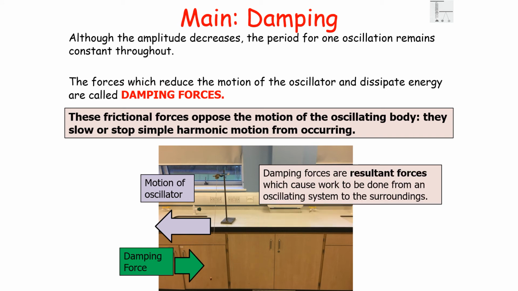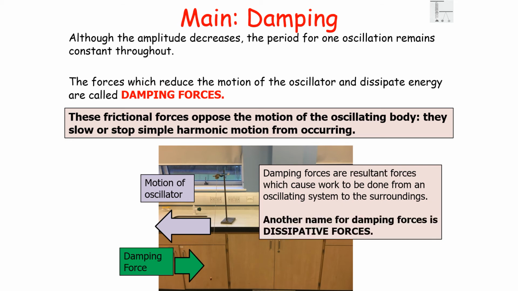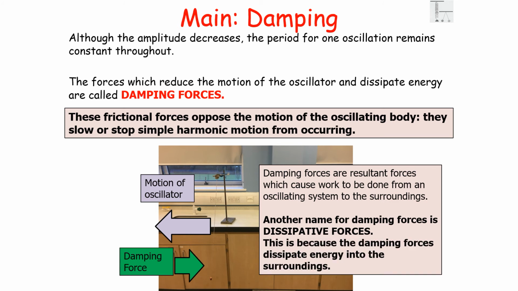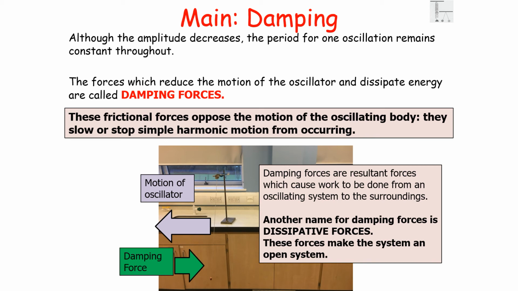So damping forces are resultant forces that oppose the motion of the oscillating body, so they'll slow or stop the simple harmonic motion from occurring. Another name for these damping forces is dissipative forces. This is because the damping forces dissipate energy to the surroundings, so energy is transferred from the mechanical system of the oscillator to the internal energy store of the surroundings. So these forces make the system an open system.